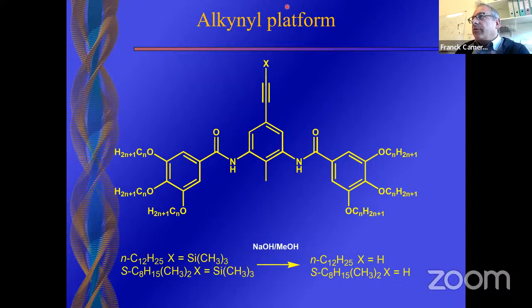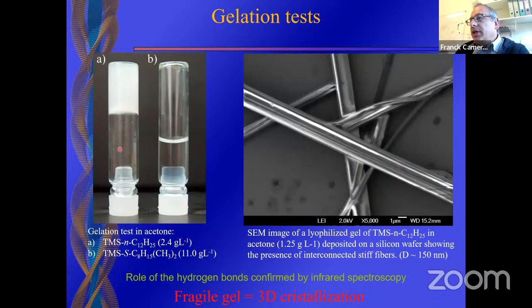So here is another platform, this time with an alkynyl function, with silyl or without silyl, so protected or deprotected. And we check the gelation, and here this is what we got. It's always with the silyl protection, but with the C12 chain we have this, and with the C8 chain we have a solution.